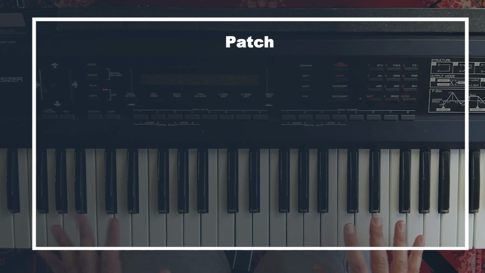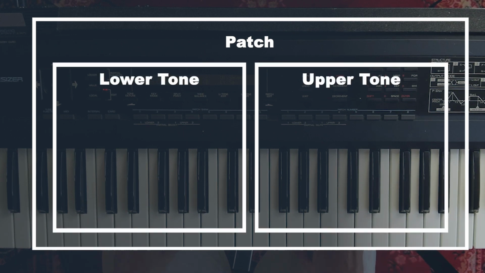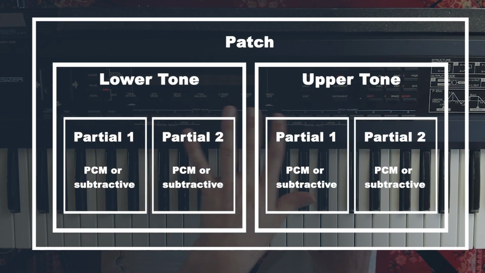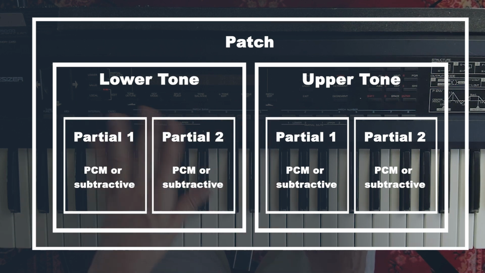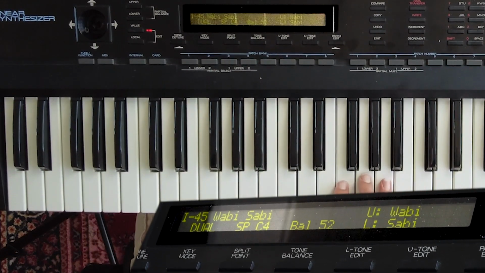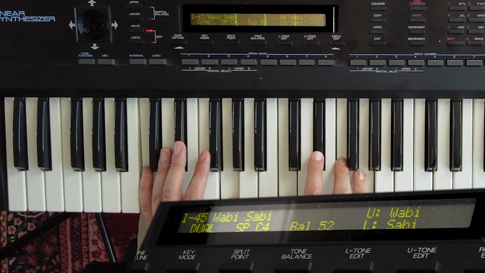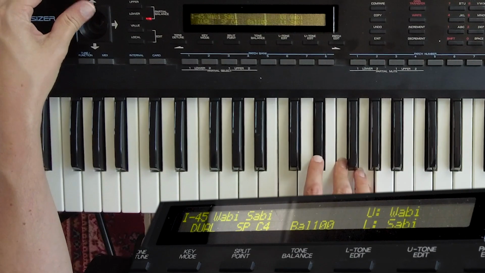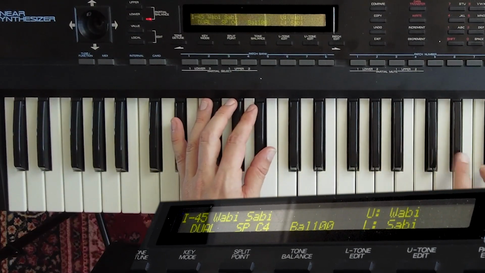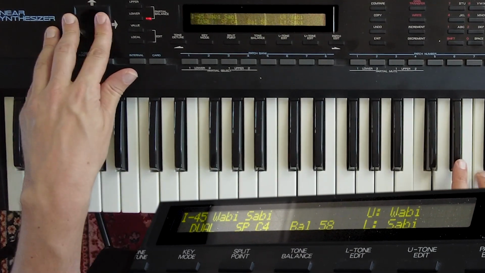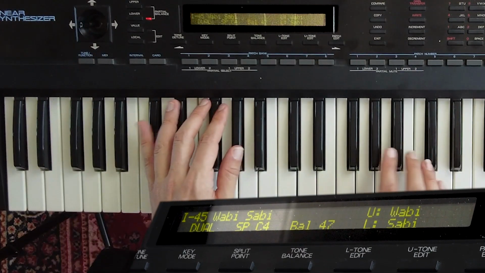Each patch of the D-50 consists of 2 tones, making it bitimbral. Each tone then again consists of 2 partials, which can either be synthesized sounds or samples. The balance of these 4 partials I think is a good place to start if you want to customize your sounds on the D-50. So I loaded up a random patch here, Wabi Sabi, on the D-50, and then on the upper left hand side we've got this joystick, which when I press the button for partial balance lets me adjust the balance of the 2 tones and of the 2 partials within a tone.